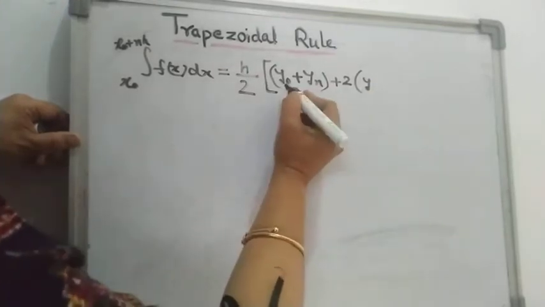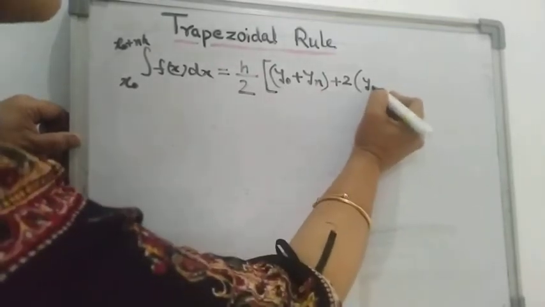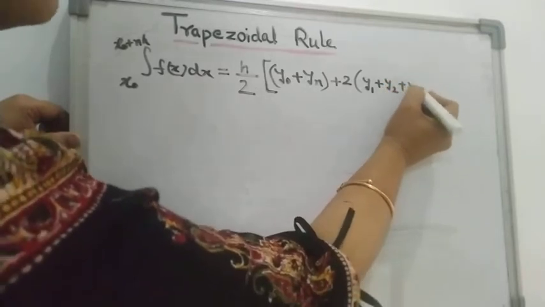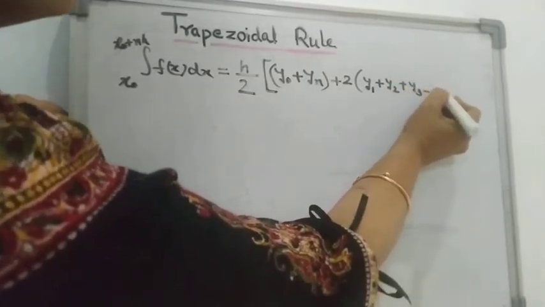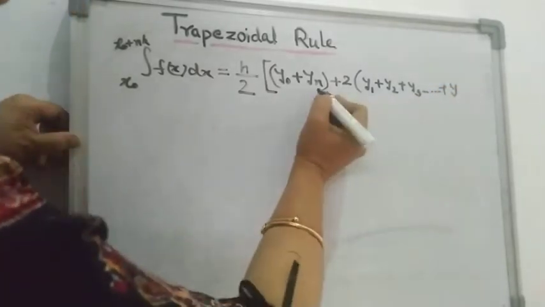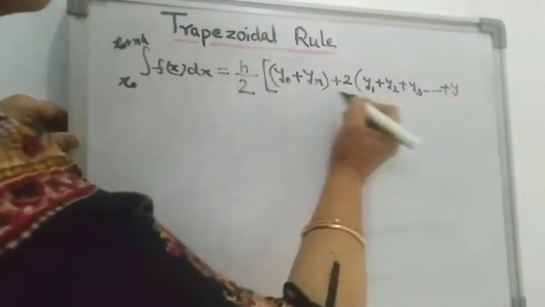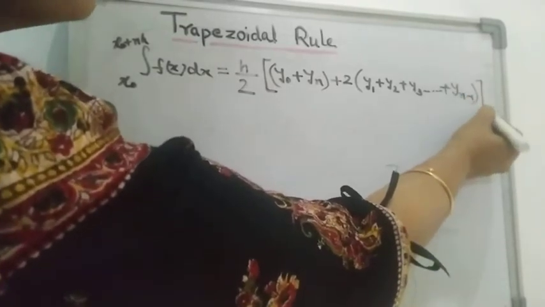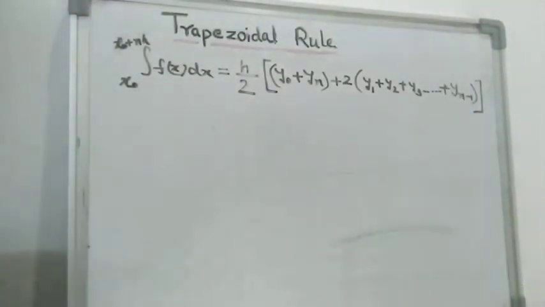That means y0 is included here, so we start from y1 plus y2 plus y3 up to y, and since yn is included in the first and last, the last will be n minus 1. So this is the formula of the trapezoidal rule of numerical integration.